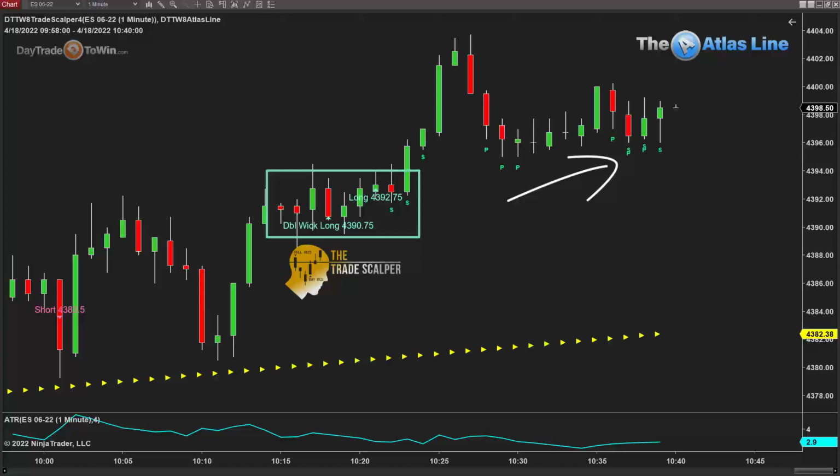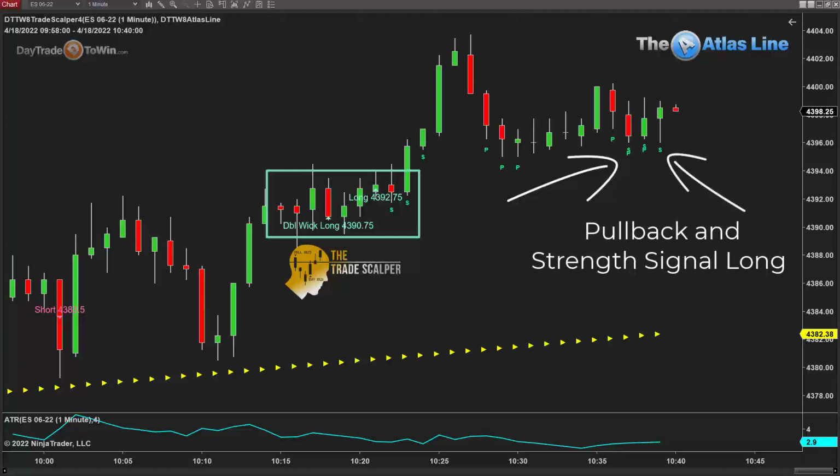So my opportunity here is to go long. There's another signal here that just occurred. It's a strength signal, the S's as well. This is all the Atlas line. So I'm going to go ahead and jump in long here.